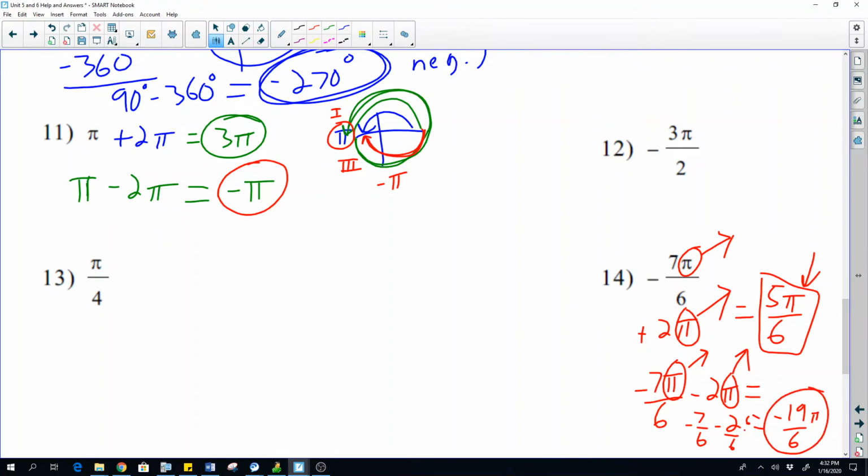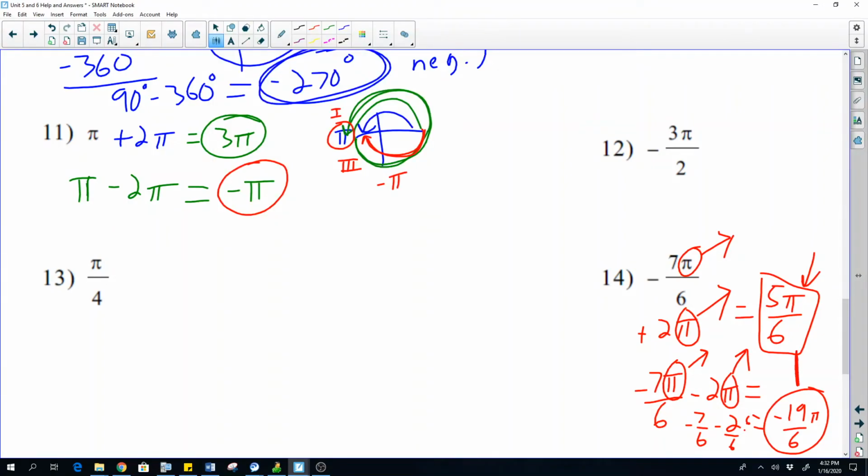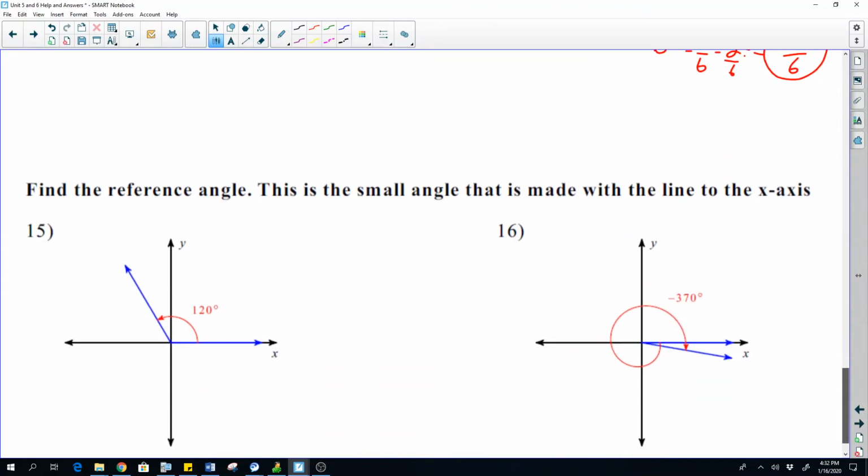Let's see if we're right. So we'll do negative 7/6 minus 2, math fraction. Negative 19/6, that's right. So that's our negative and our positive. So that's how you do those ones. Adding 2 pi, minusing 2 pi.